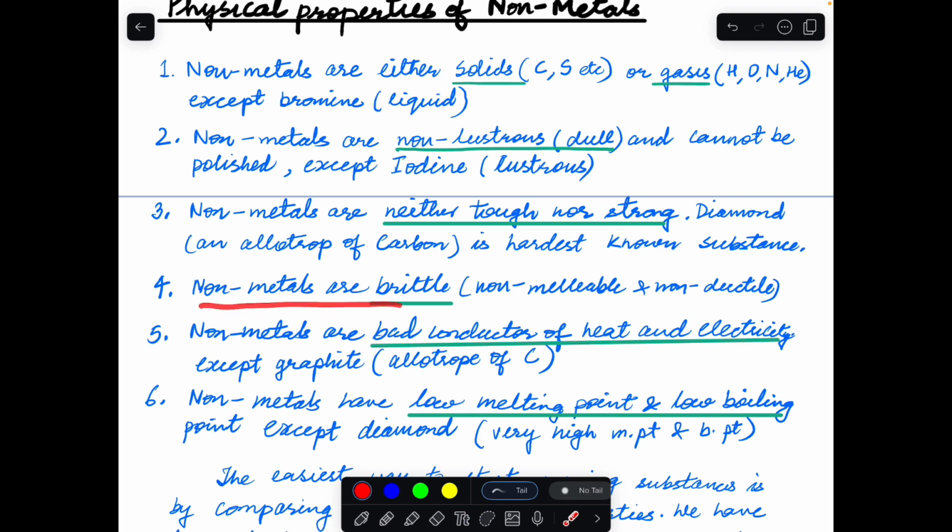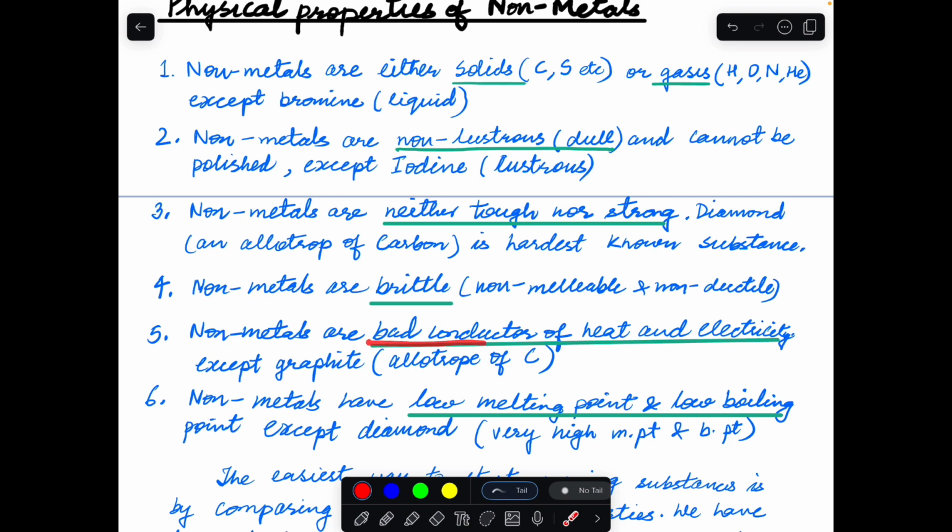Non-metals are brittle. That means if we hit them with a hammer or apply force, they will break into pieces. That means they are non-malleable, they are non-ductile. We cannot press them or hit them to make sheets or wires. They will break into small pieces if we hit them hard with a hammer.